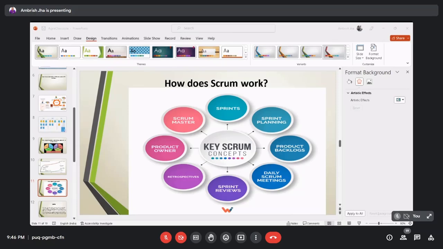But in the Scrum methodology, we have a backlog. We don't know what will fall in the backlog. A backlog is a list of tasks, to-dos, which we can take up in our upcoming sprint. We will talk about all these keywords, what is a sprint, what is a backlog, and so on.